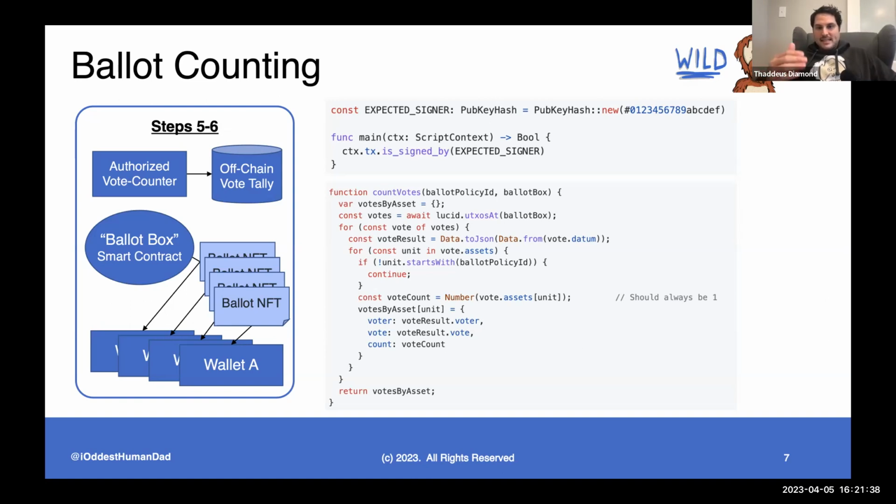But then this essentially becomes the code as proof that you're counting it correctly. And this code should be replayable by anyone to do their own off-chain vote tally and to verify that the results are not being messed with.